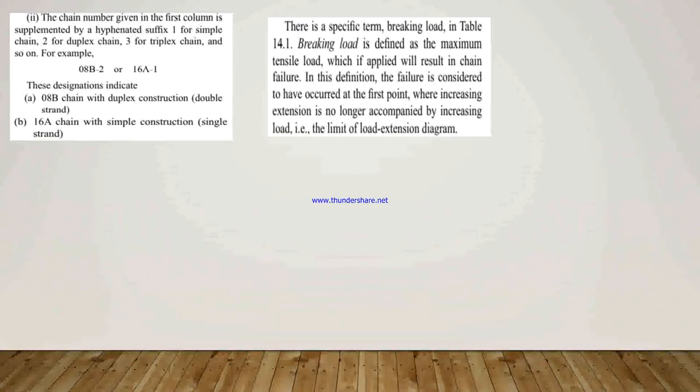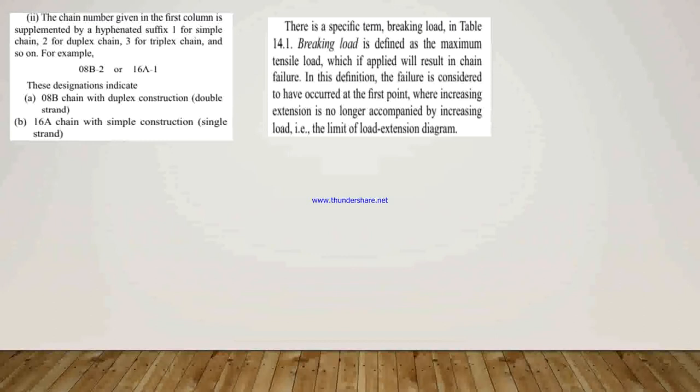Next, the chain number given in the first column is supplemented by a hyphenated suffix: 1 for simple chain, 2 for duplex chain, 3 for triplex chain, and so on. For example, 08B2 or 16A1 means an 08B chain with duplex construction and a 16A chain with simple construction. One means simple construction, single strand.